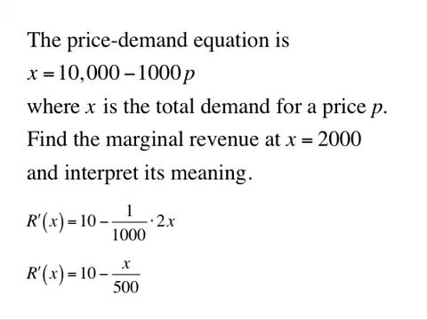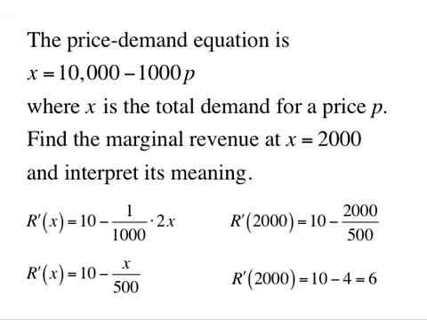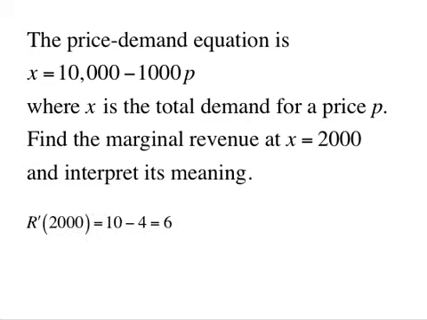But I want the marginal revenue at 2,000. It'll be R prime of 2,000. So it's 10 minus 2,000 over 500, or 10 minus 4, 6. So if we're going to sell the 2,001st item, we will get an additional revenue of $6.